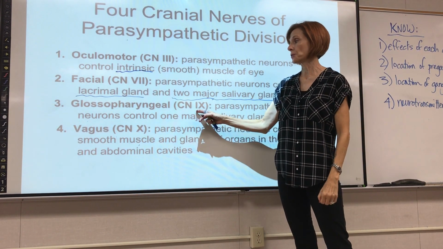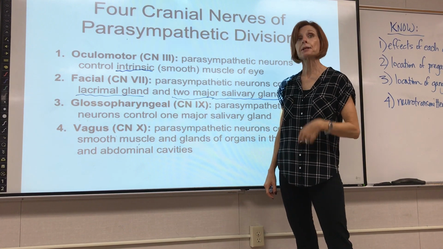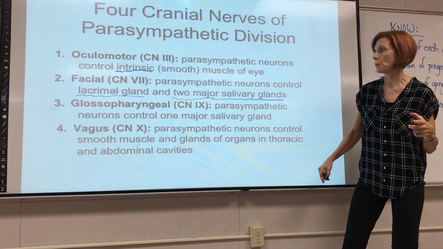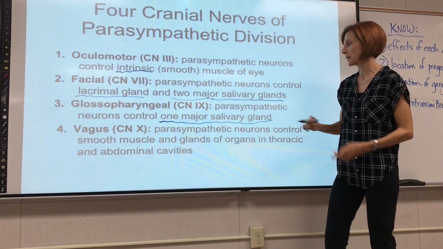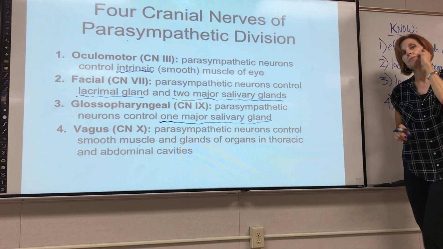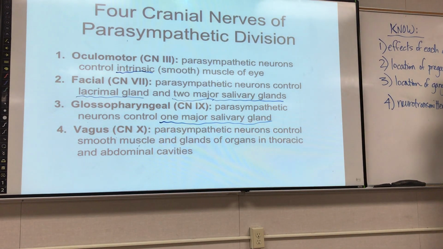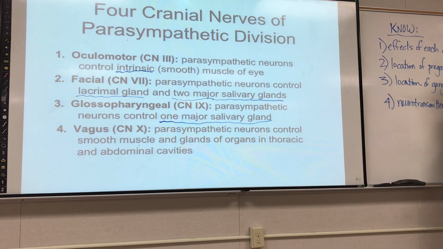Okay, so this next nerve, cranial nerve 9, carries parasympathetic neurons that will go to that one last major salivary gland. This is the one actually that's right here. Sometimes you feel the secretion of this gland when you're eating certain foods.